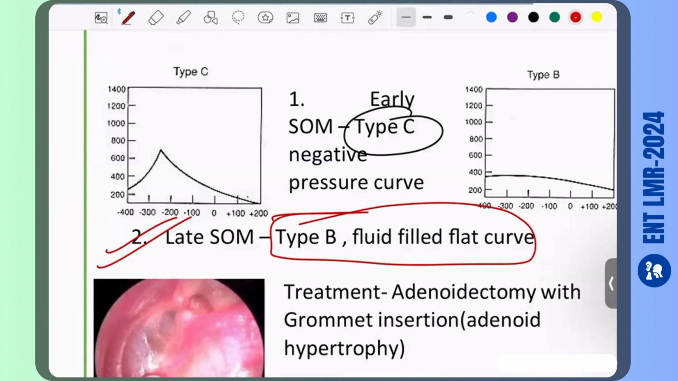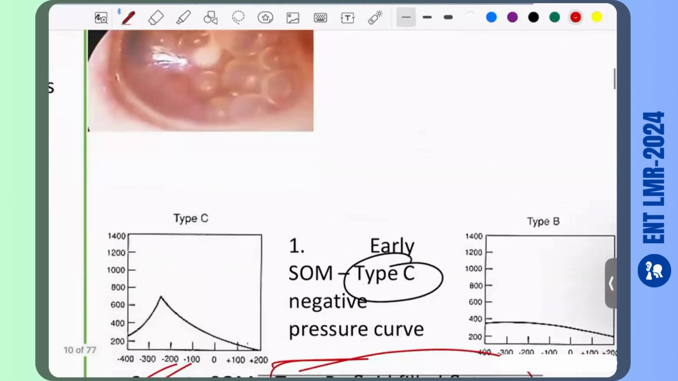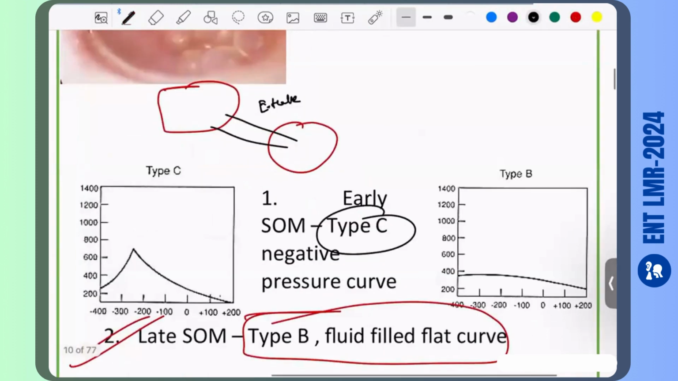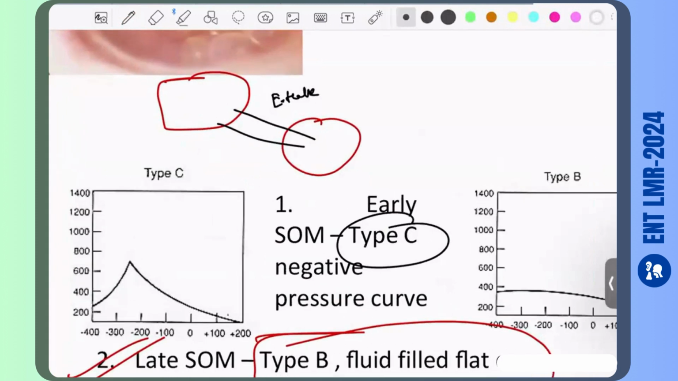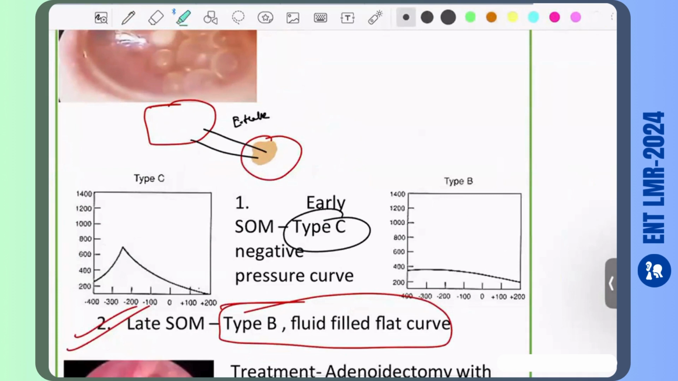What are the causes for serous otitis media? See here, it's very easy. This is the middle ear. This is the nasopharynx. There is a connection between middle ear and nasopharynx called the eustachian tube. If the nasopharyngeal end of the eustachian tube gets blocked like this, it will result in fluid accumulation in the middle ear. The reason is eustachian tube blockage.